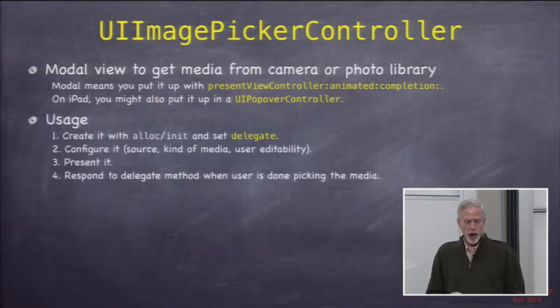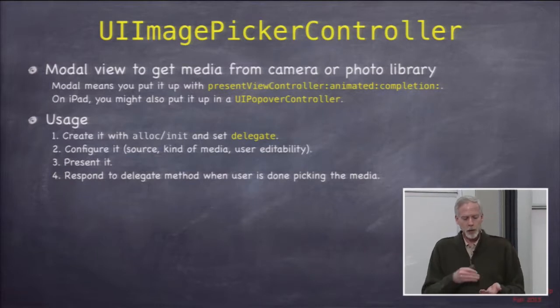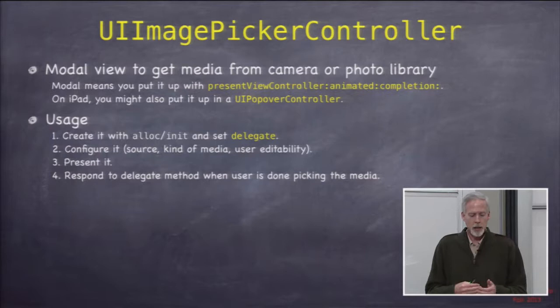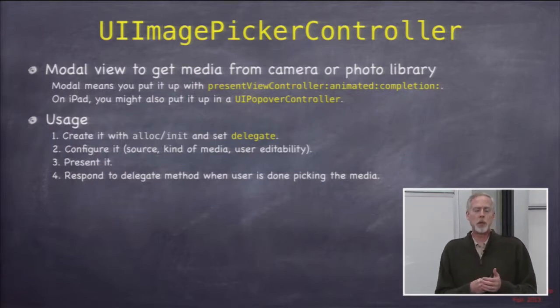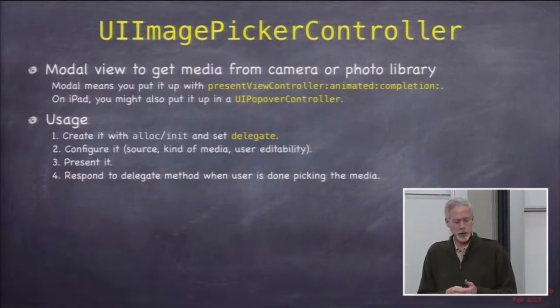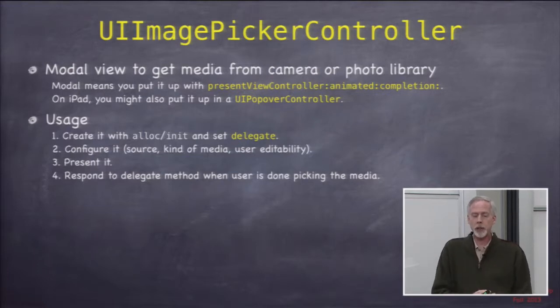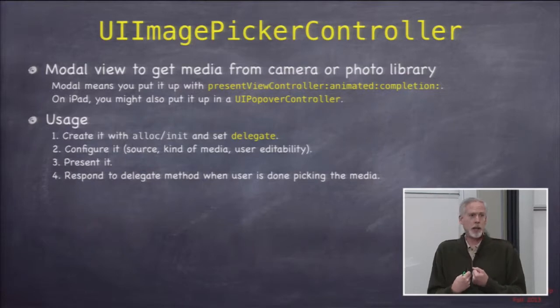So how does this work? You alloc init this UIImagePickerController. You set its delegate. You have to set its delegate or you're not going to get any information out of it. Then you configure it for what you want, the camera or photo library, things like that, whether you're going to let the user edit the photo after they take it. Then you present it and listen to the delegate. When the delegate tells you that the user has either canceled or taken a photo, then if they've taken a photo, you get the image data, and if they cancel, okay, they're done.